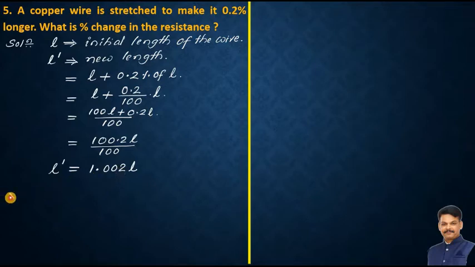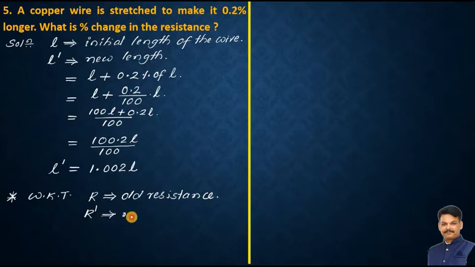After this the work becomes very easy because we know the relationship between the resistance and the length. Okay, if R is the old resistance, and R dash is the new resistance, right? Then what change will occur in the resistance?